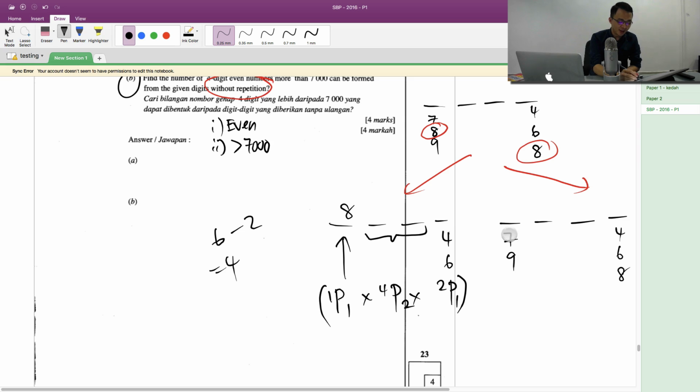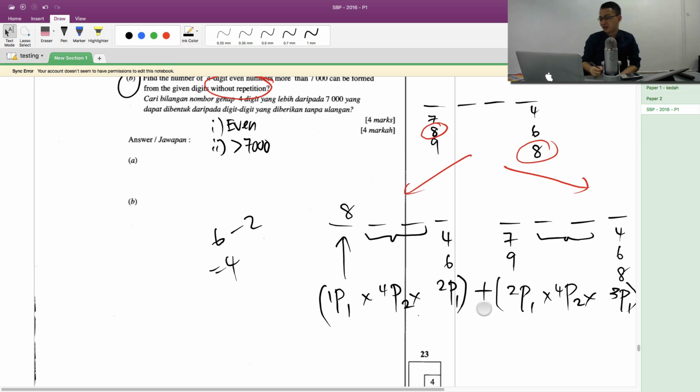And then we'll do the same thing here. 7 or 9 is 2 numbers, I choose 1 to put at the first slot. 3 numbers, I choose 1 to put at the last slot. And the middle one still has 2 slots, I still have 4 numbers left. So 4 numbers, I have to choose 2 to put in the 2 slots here. I multiply, and then I add both of the answers. This is how we solve this kind of question.